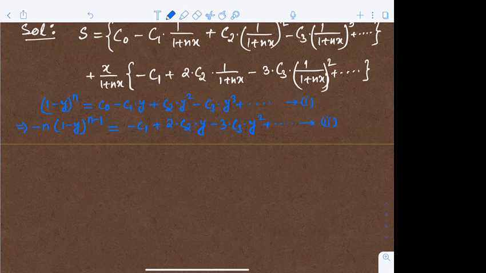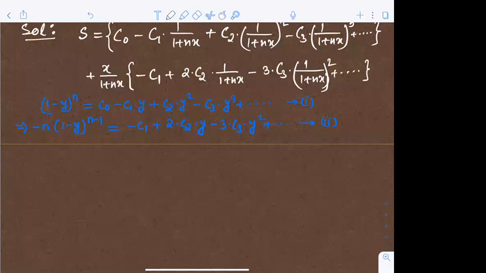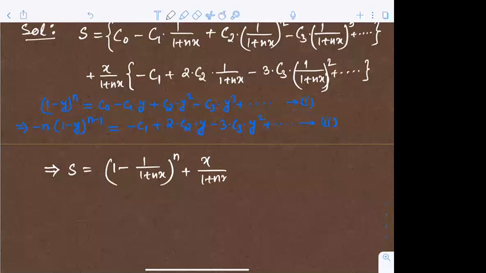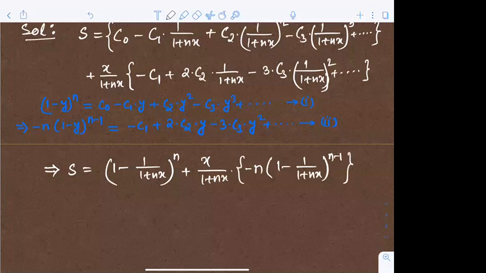I'm going to get, this implies s is equal to 1 minus y. Y is 1 by 1 plus nx whole to the power n, plus there is x by 1 plus nx outside, and inside the bracket I will get minus n into 1 minus y, that is 1 by 1 plus nx whole to the power n minus 1. This whole thing is simplified.